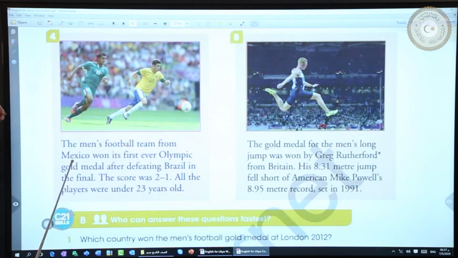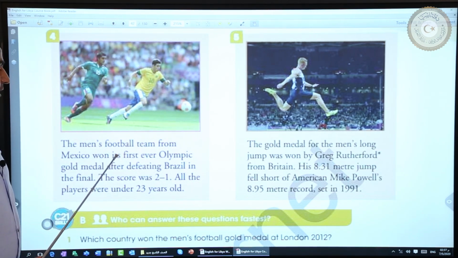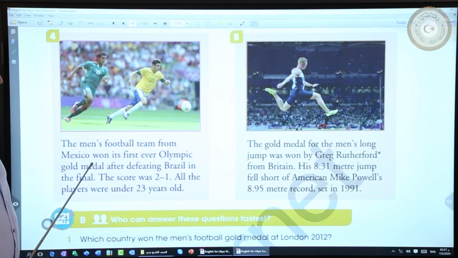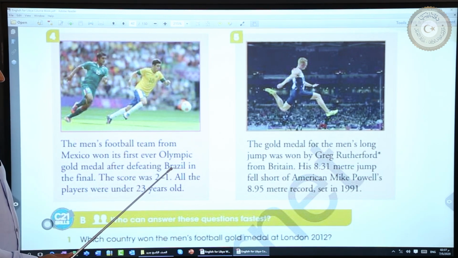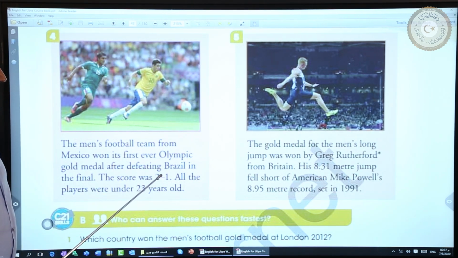For the men's football team from Mexico, won its first ever Olympic gold medal after defeating Brazil in the final. The score was 2-1. All the players were under 23 years old.